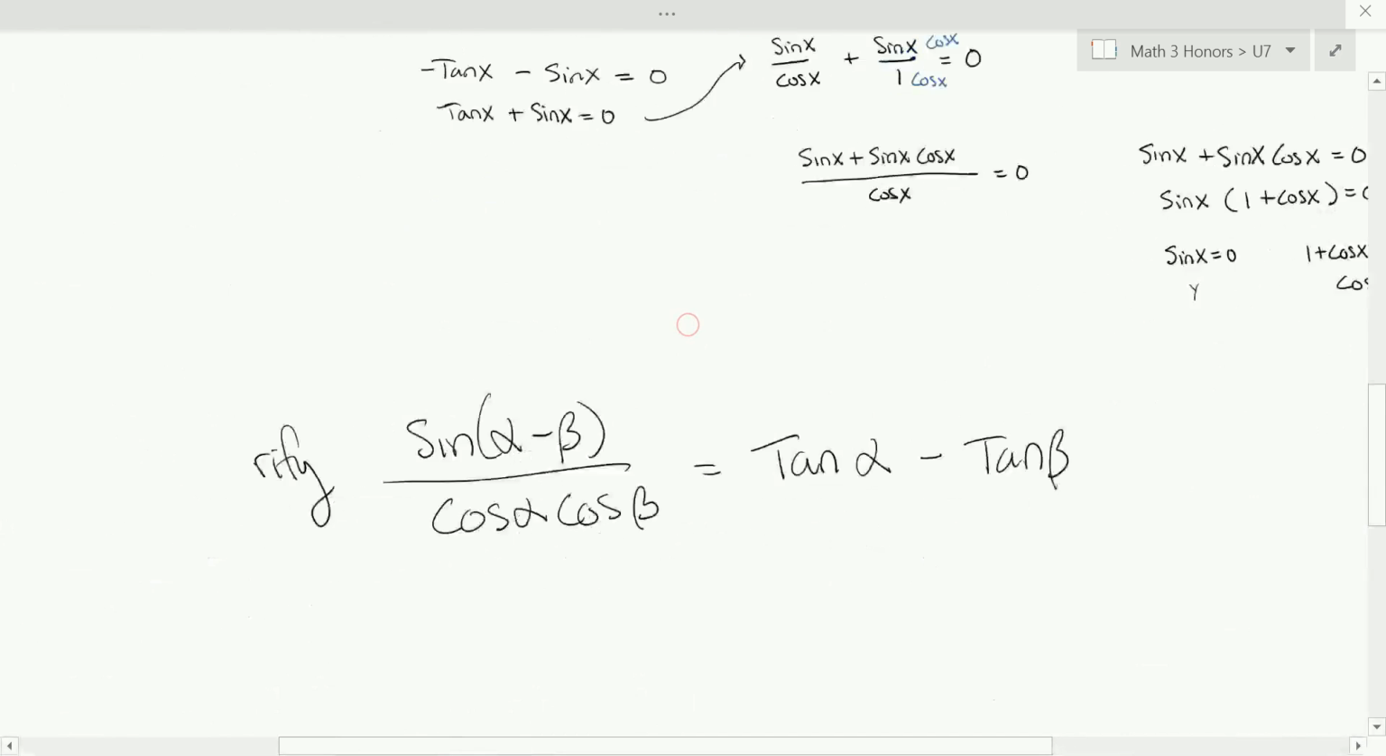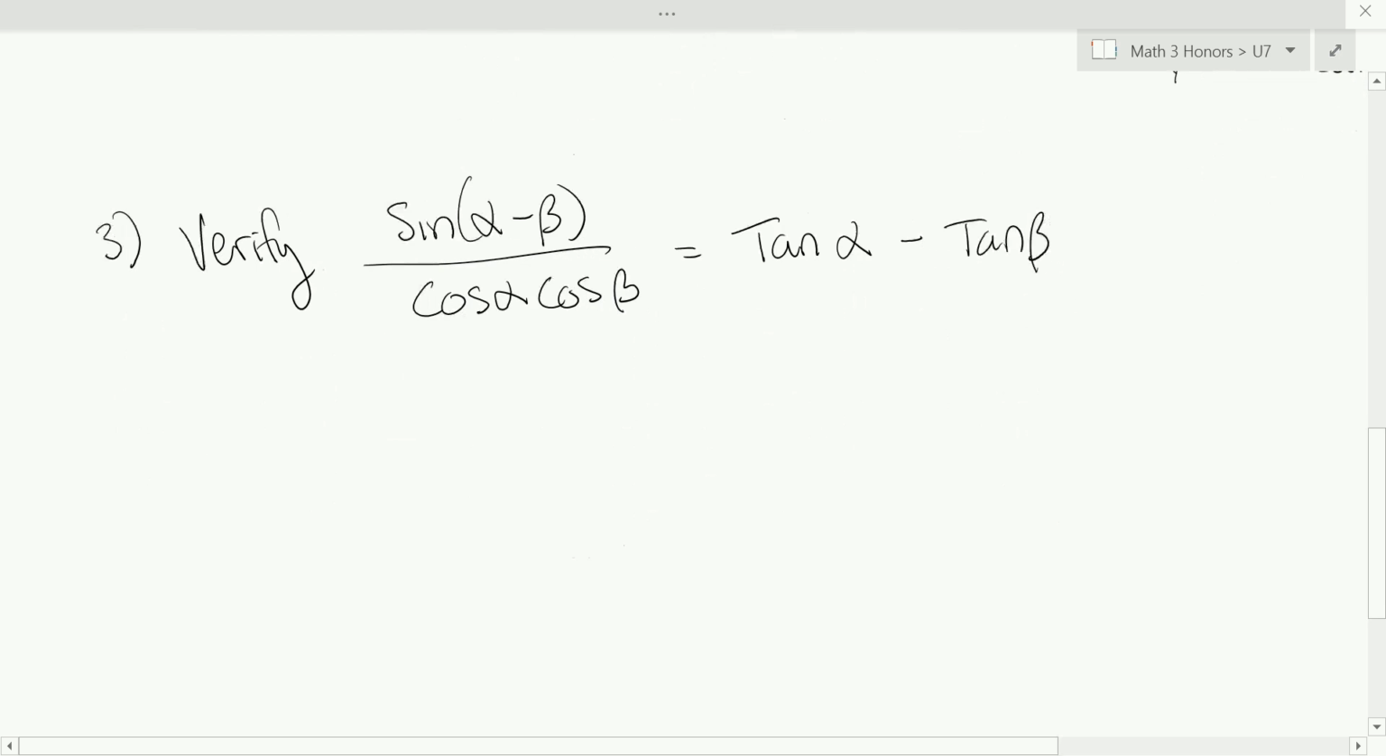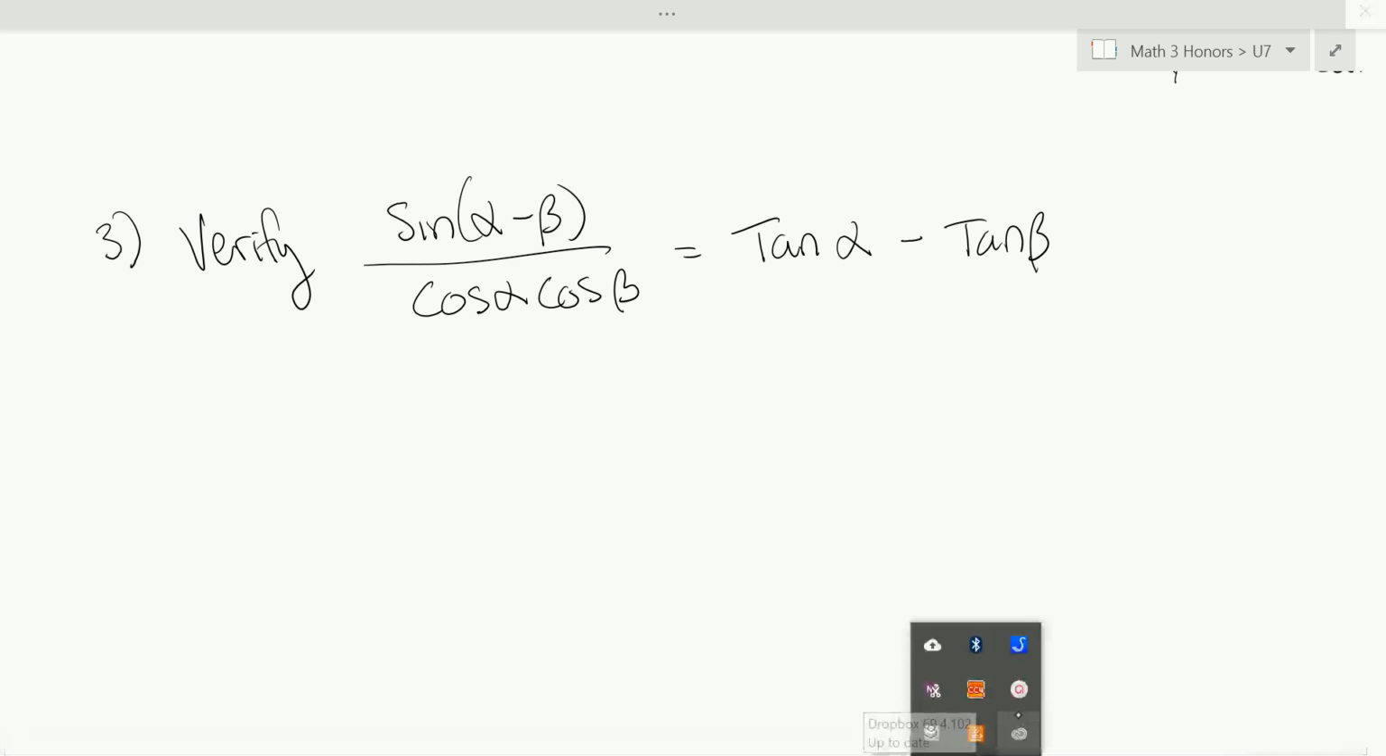The next example is to verify, which is like prove. So you're going to work on the left side and show that it's equal to the right side. So you know what the answer should be, but you're going to use your sum and difference formulas to do this. So this is alpha and beta. Give it a try.